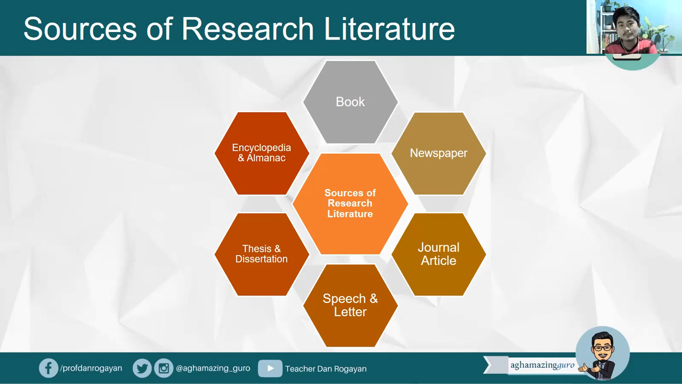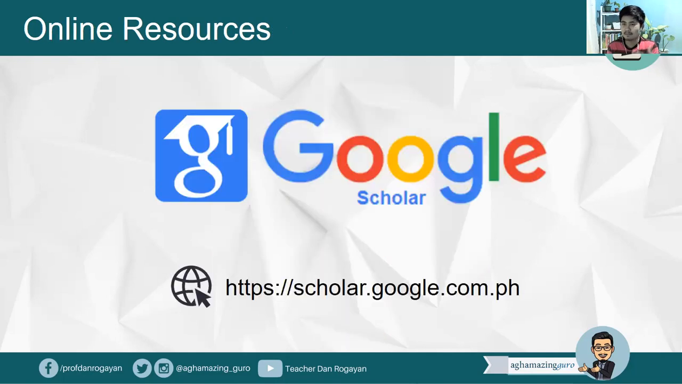And also encyclopedia and almanac can be part of our research literature, which we can cite and we can include in our scholarly papers. But the question is, where can we actually find these particular resources? What particular websites can we actually visit to look for and to obtain some of the literature sources that we can use for our papers? So let's talk about them.